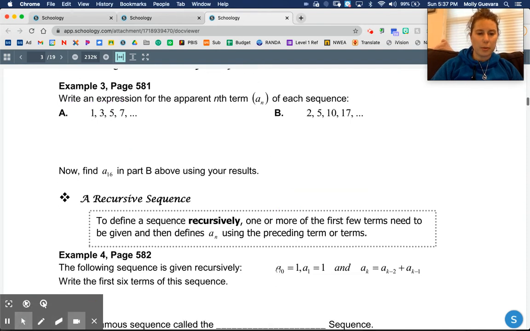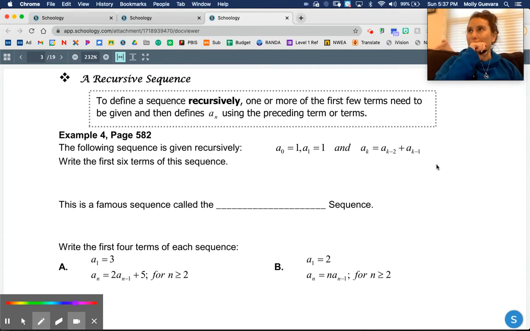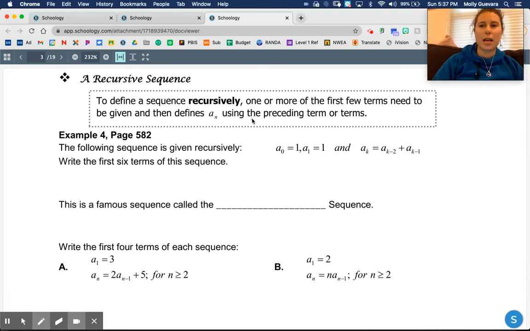The other type of equation that we look at is a recursive equation. So what makes the recursive equation different is that you can have all sorts of different types of sequences that maybe you can't write an explicit equation for. But in order to write the terms of a recursive equation, you need to know the terms prior. So in order to know the 10th term, I would have to know the 9th and the 8th and the 7th and the 6th, right? And so on and so forth. So that makes it kind of difficult, right?